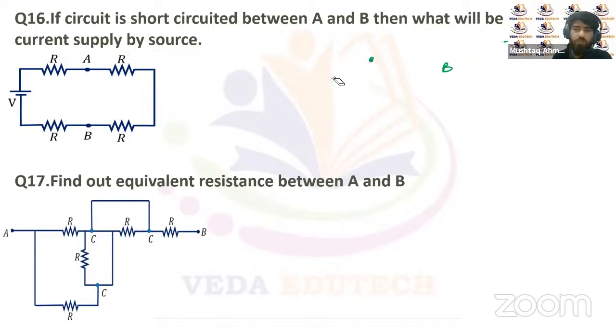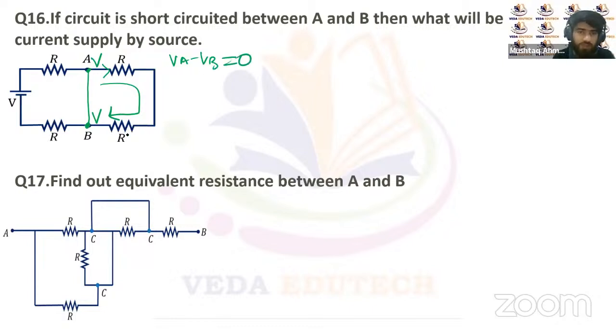Now the same concept will be applied here, right? If the circuit is short circuited between A and B, then what will be the current supplied by the source? Now you can see here, these 2 points have been short circuited, connected by a connecting wire, so the potential at A should be V, and the potential at B will also be V, right? It means that for this path, there is no potential difference between the two ends, so VA minus VB is equal to 0.